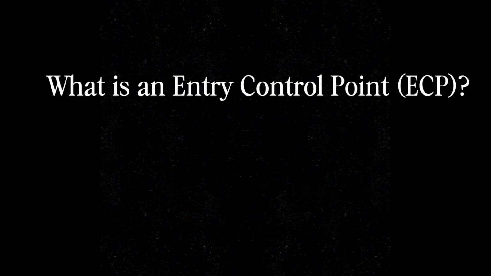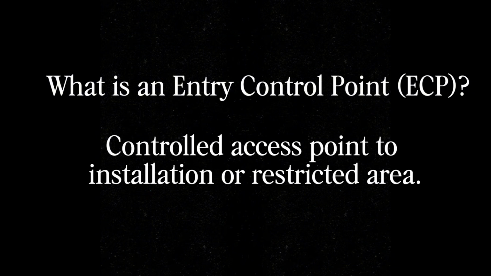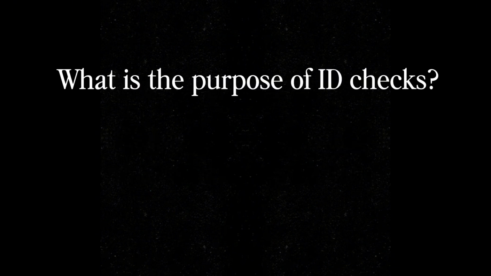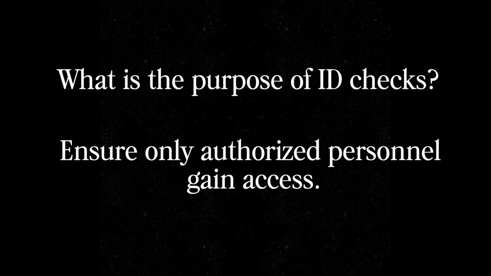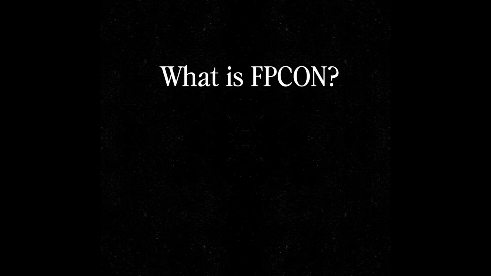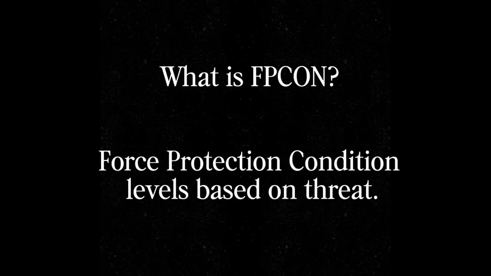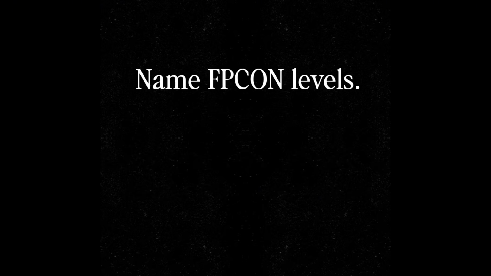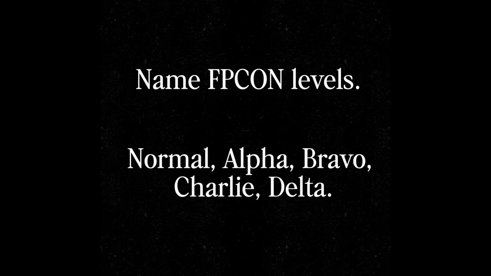What is an entry control point, ECP? Controlled access point to installation or restricted area. What is the purpose of ID checks? Ensure only authorized personnel gain access. What is FPCON? Force Protection Condition. Levels based on threat. Name FPCON levels. Normal, Alpha, Bravo, Charlie, Delta.